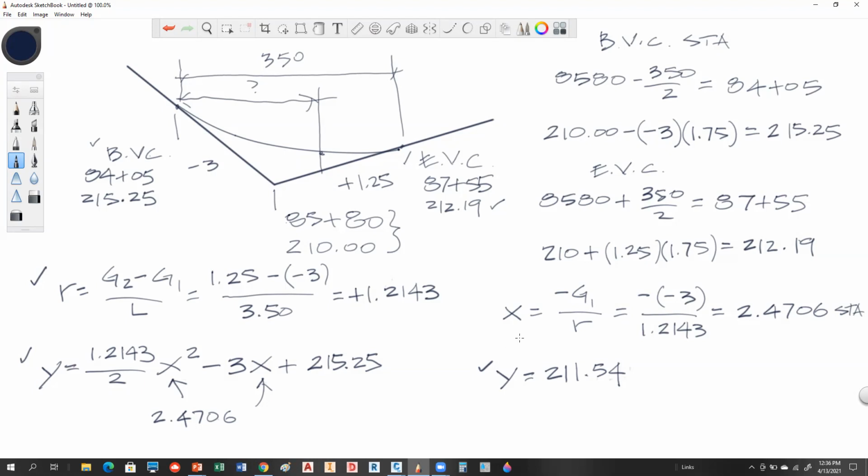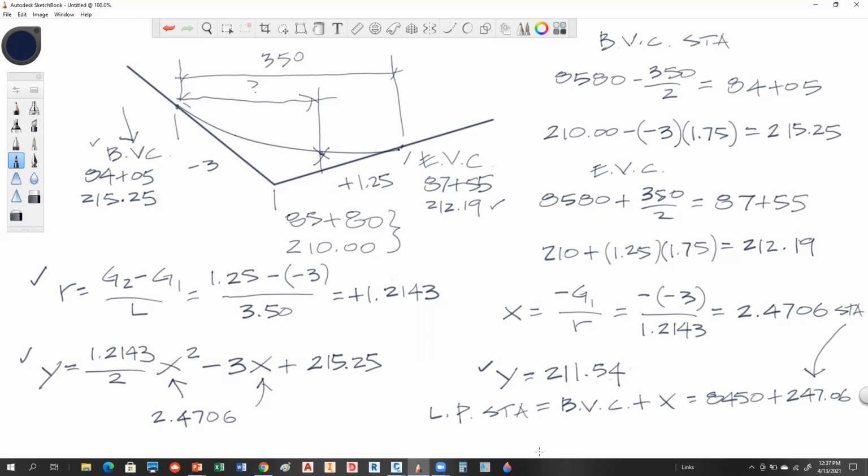So who can tell me now how we would get the station of this thing? So we know the station of the BVC, right? And this distance is with respect to the BVC. So the low point station is going to be equal to BVC station plus X. So in this case, that's going to be 8450 plus 247.06. So notice this is in stations, but I'm converting it to feet.